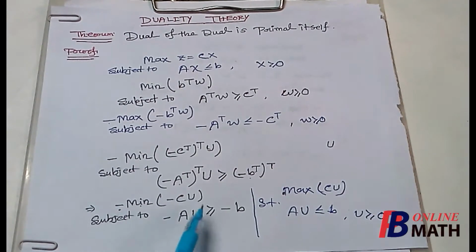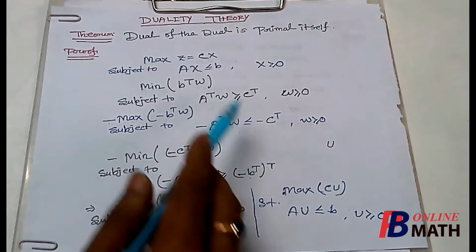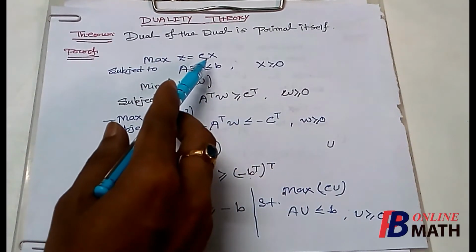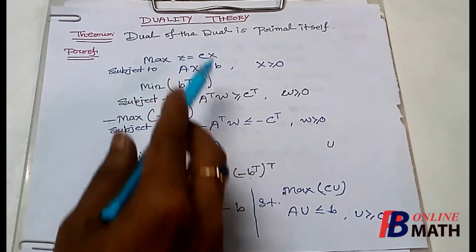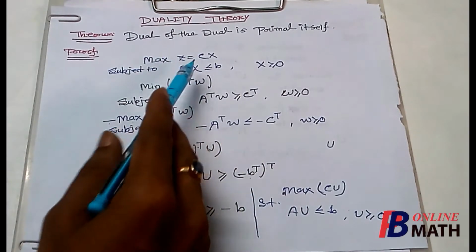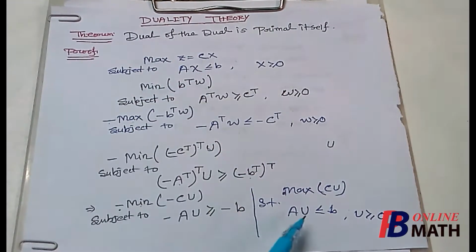So this problem can be written in this form. Now if we look carefully, we shall find that this problem is nothing but the initial primal problem. The only change is that in place of the variable vector x, we have introduced a new variable vector u. Otherwise the objective function and the constraints are the same. So this is nothing but the initial primal problem.